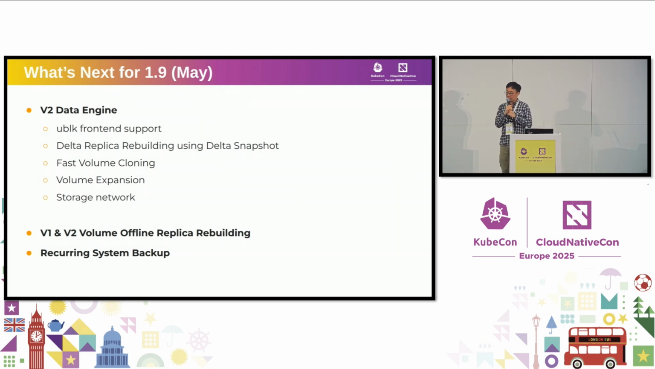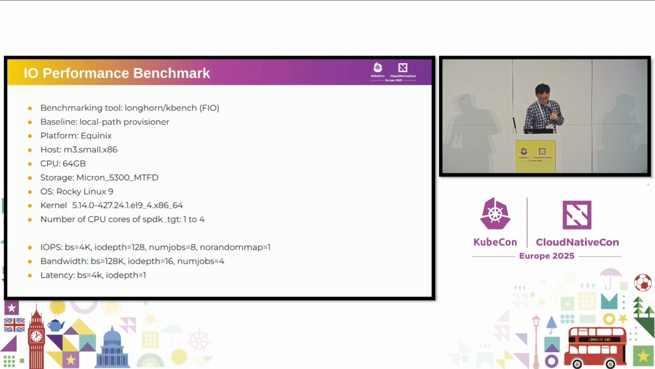And recurring system backup, where the whole Longhorn system backup also happens. And for the benchmark, we use the Equinix Metal sponsored by CNCF, but maybe next time it will be Oracle OCI. Yeah, because Equinix Metal is retired.